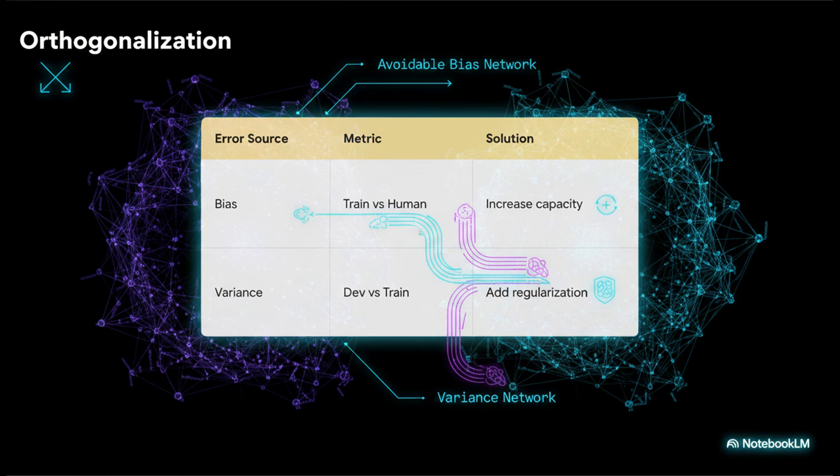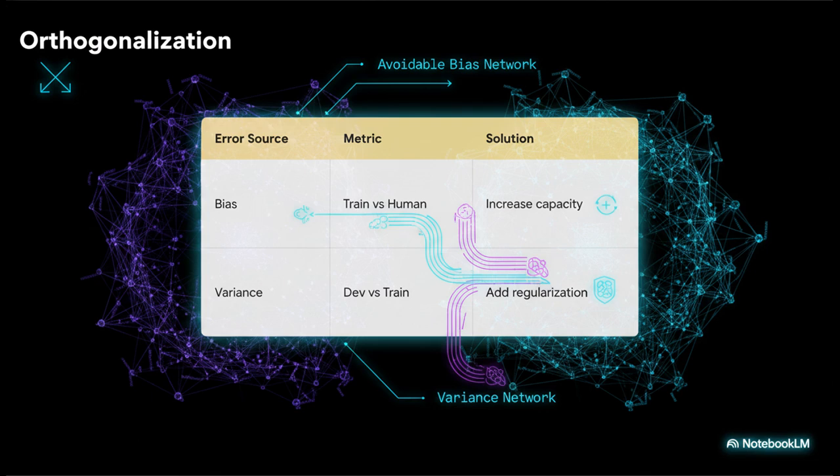When diagnosing a model's failure in production, we orthogonally separate avoidable bias from variance. This ensures we deploy the correct structural intervention. If your training error is significantly worse than human-level performance, you have high avoidable bias. The engineering solution? Increase your model capacity or just train longer.